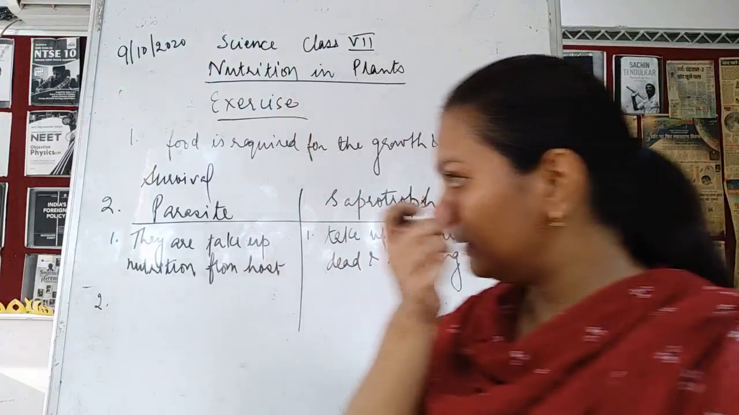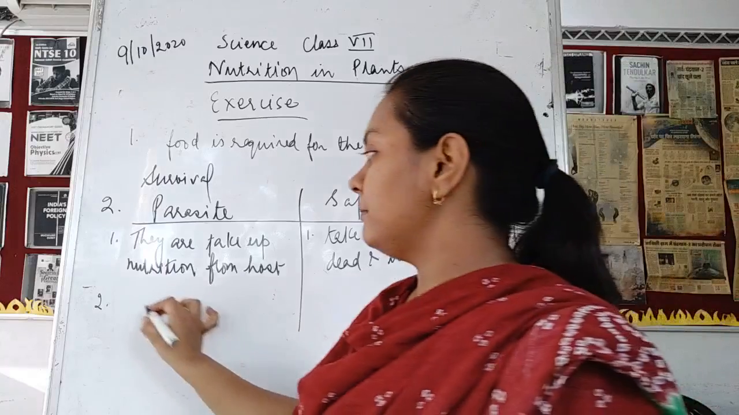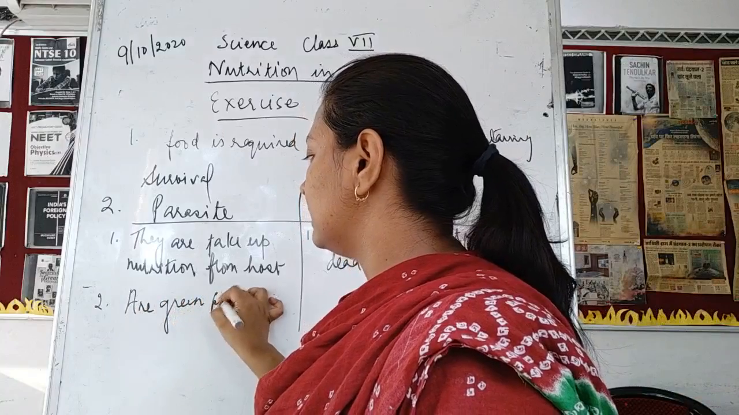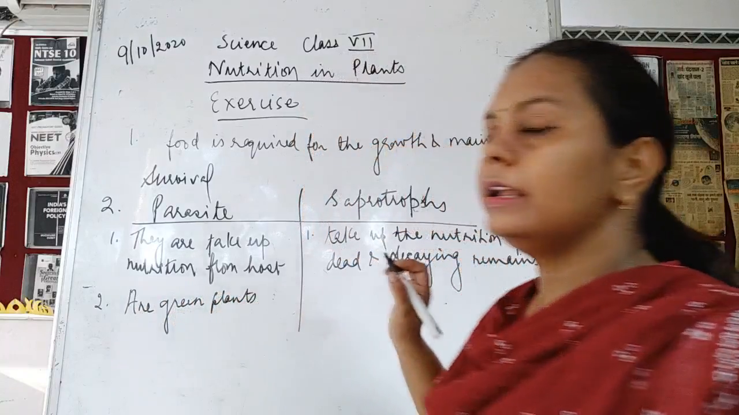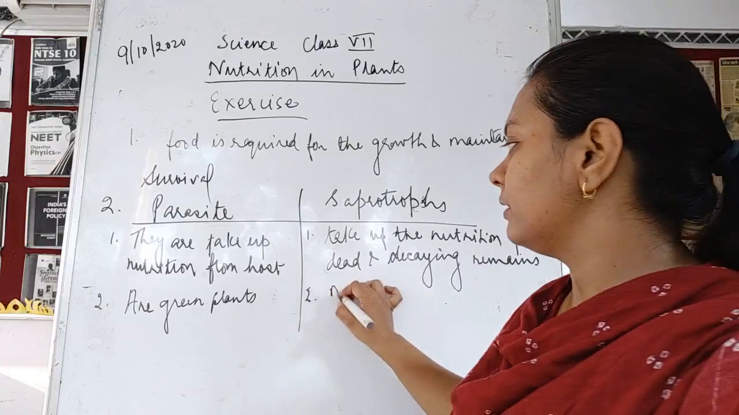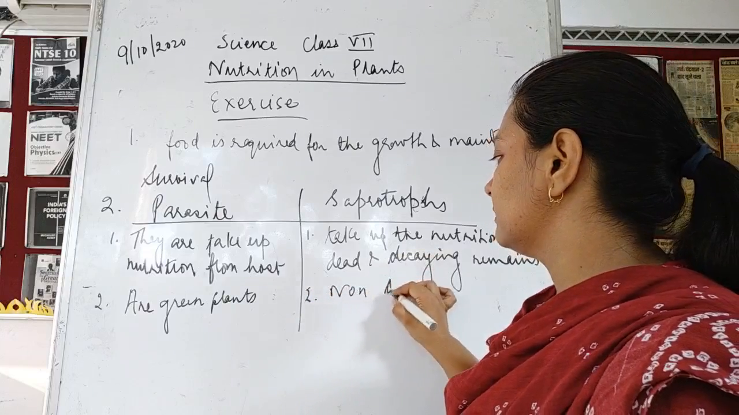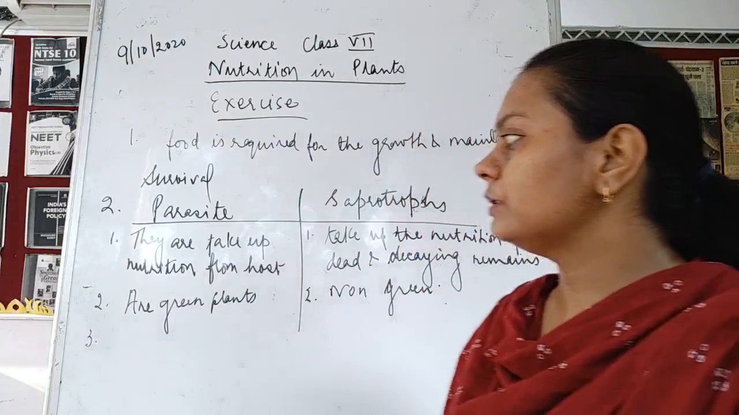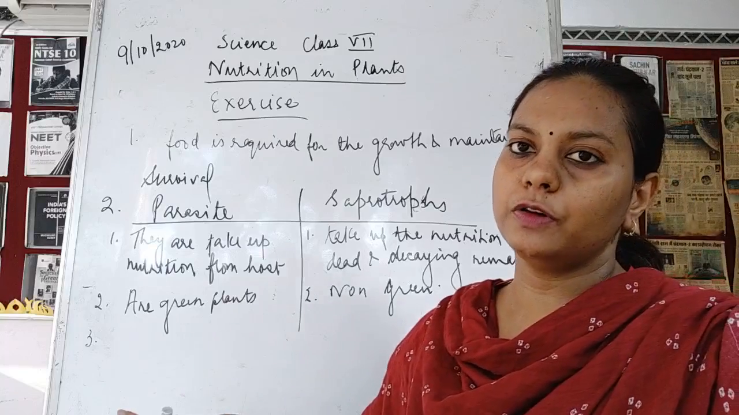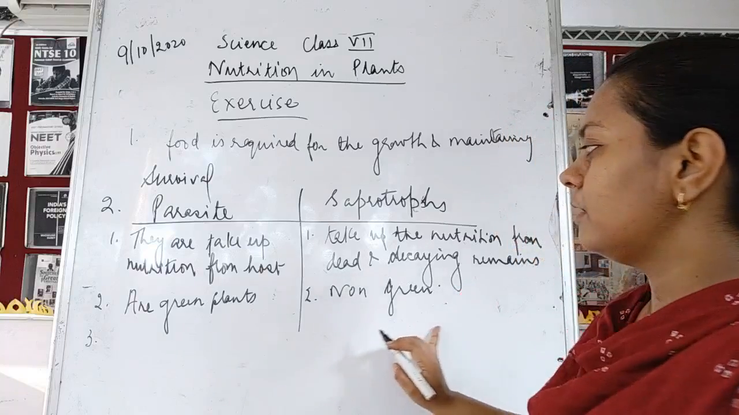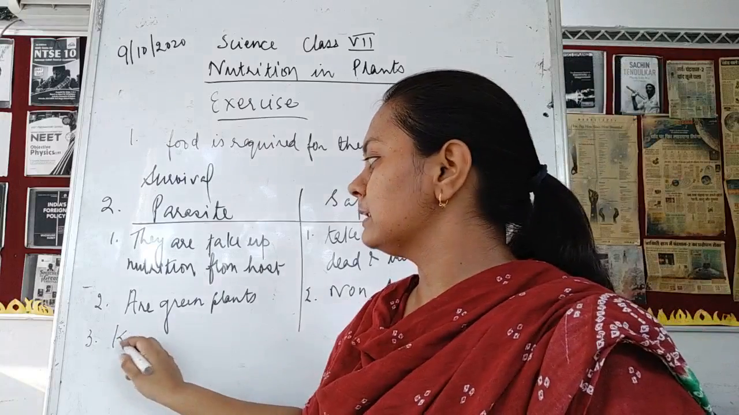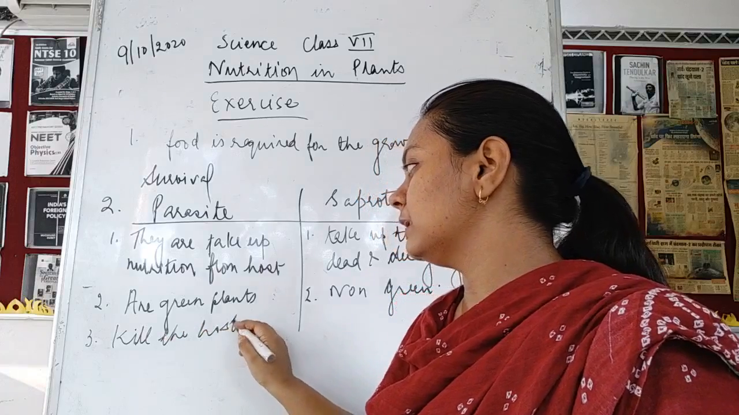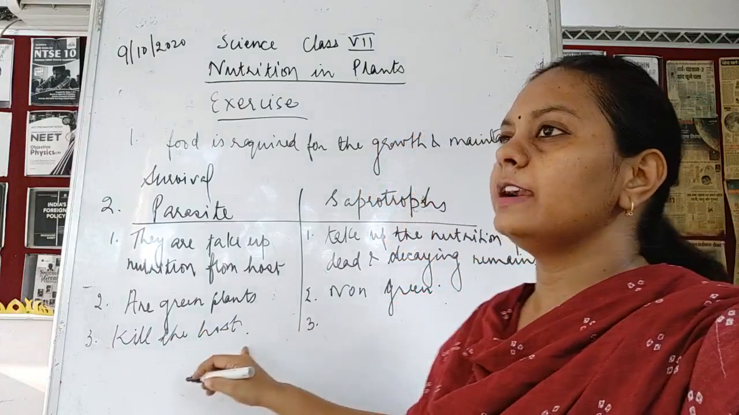Then second, parasites could be green plants, but saprotrophs are always non-green plants. Then next, they can undergo a heterotrophic mode of nutrition also, but here they are always non-green plants. Parasites will always kill the host. Most of the times they are going to kill the host, so it is going to affect badly.